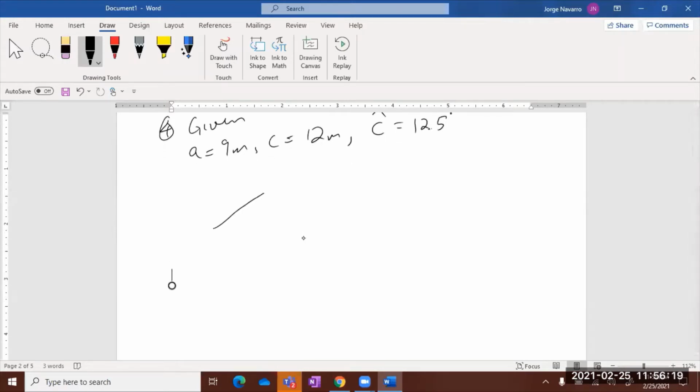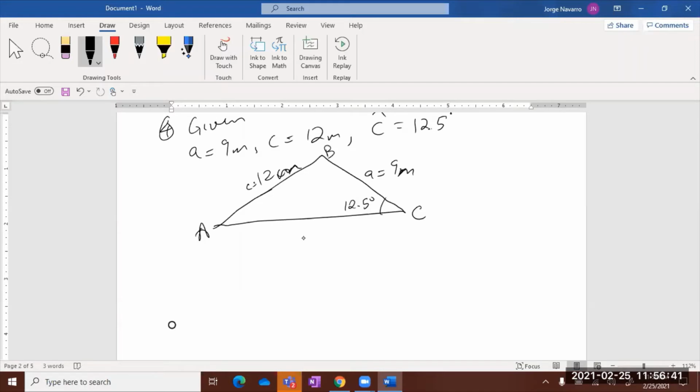So I'm gonna draw a sketch of this. So this is C, which, opposite C is 12. This is A, so opposite A is gonna be 9. Sorry, meters, not centimeters, meters. And this angle is the 12.5 degrees. So this is gonna be B, okay?